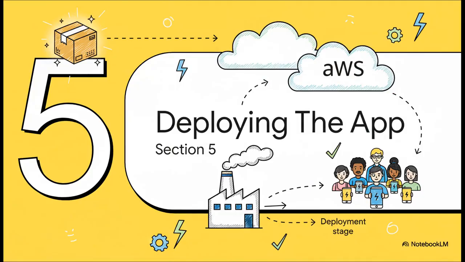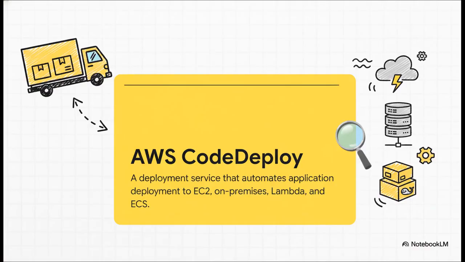Okay, so we have our shiny, tested package. The last step in our factory is to get it out the door and into the hands of our users. This is the deployment stage. And for this, we use AWS CodeDeploy. This is our automated delivery truck. It's a service designed specifically to take that build artifact and safely install it on our servers, whether they are virtual servers called EC2, serverless functions with Lambda, or containers managed by ECS. It handles all the tricky parts of updating our application in a safe and controlled way.